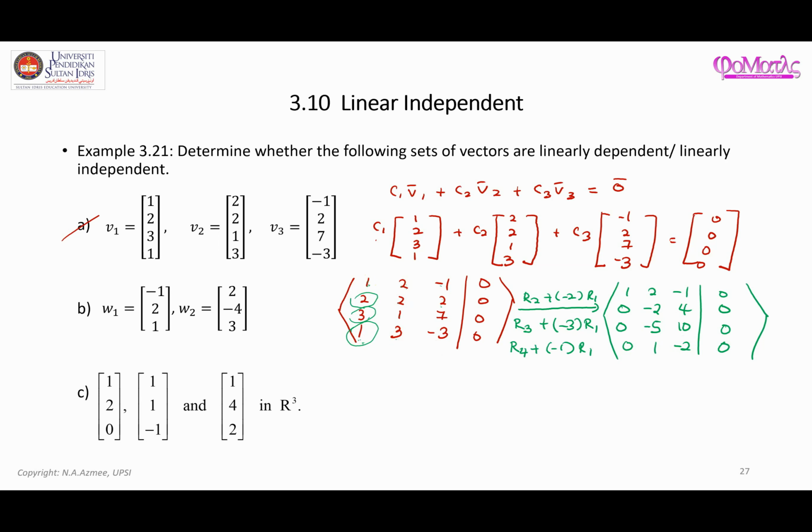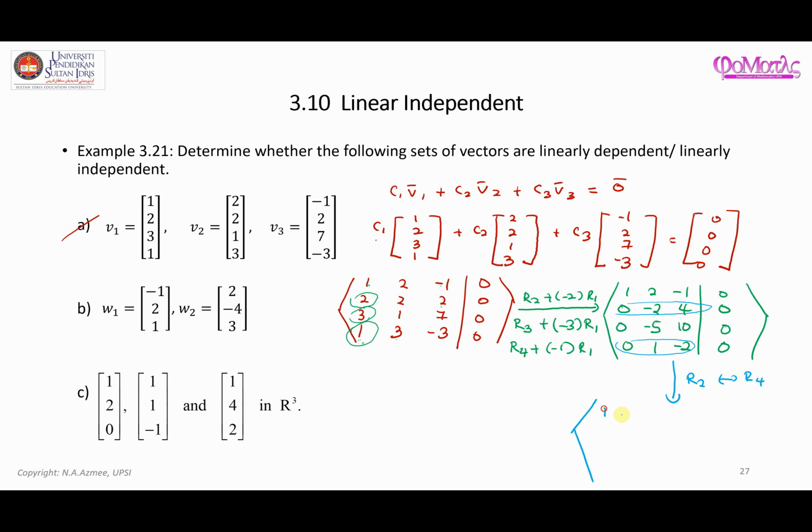Okay, so what else? Next, what I need to do is switch the position, because clearly you can see that for this part, let me just change the color. Okay, so here we can see that this row is already 1, so it would be nice if we change the position of these two rows. Well, that's what I'm going to do. So I'm going to change the position of the second row with the fourth row.